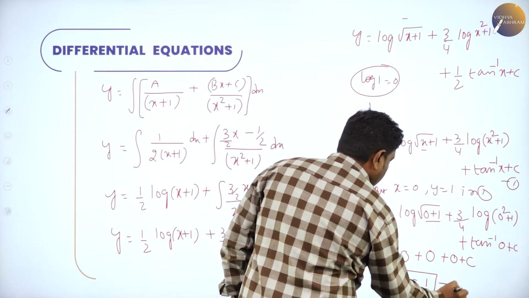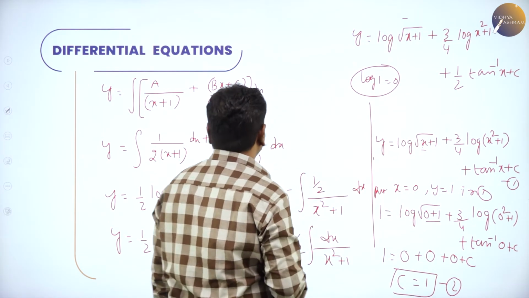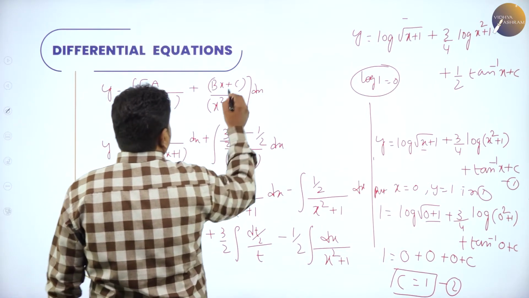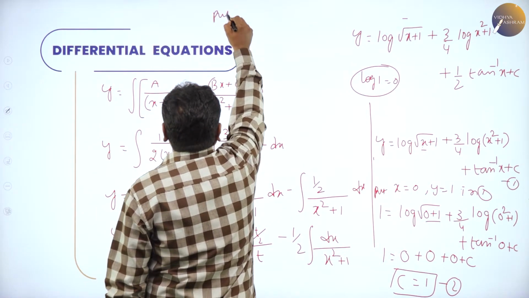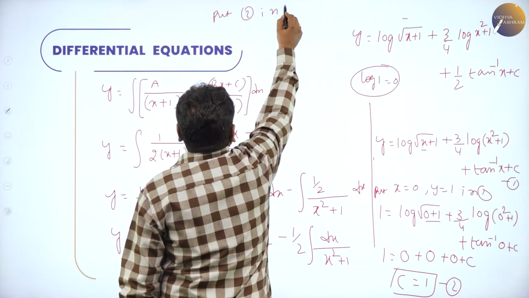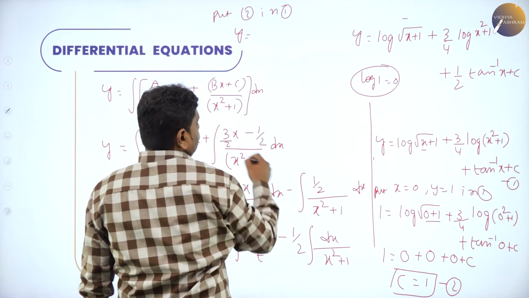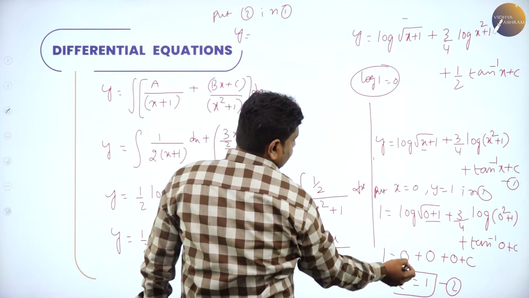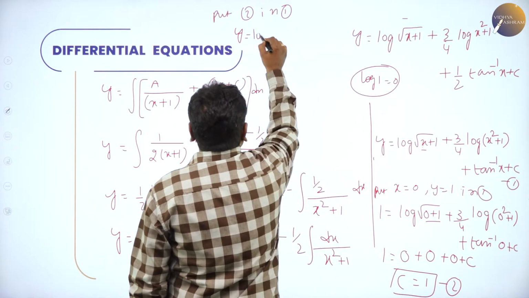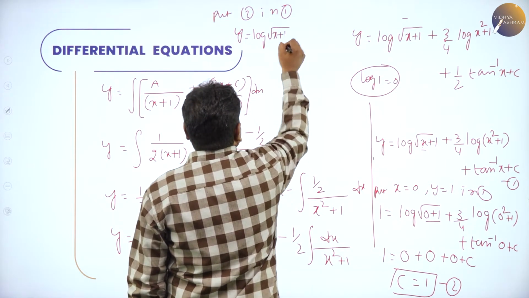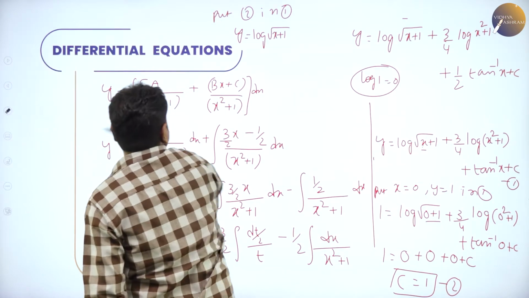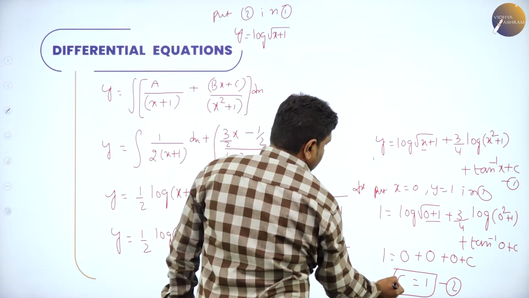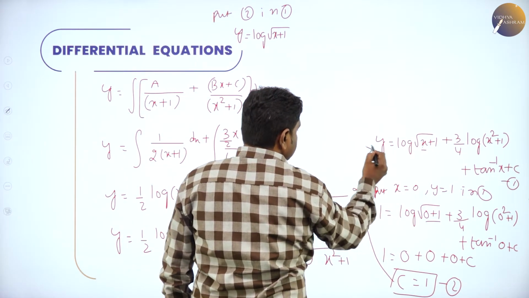Put c is equal to 1 in equation 1. So finally put 2 in 1. So what is equation 1? Y is equal to this whole thing. Y is equal to what? Log of root of x plus 1. Let me erase the right part. So 2 means the c value. Substitute the c value in this.